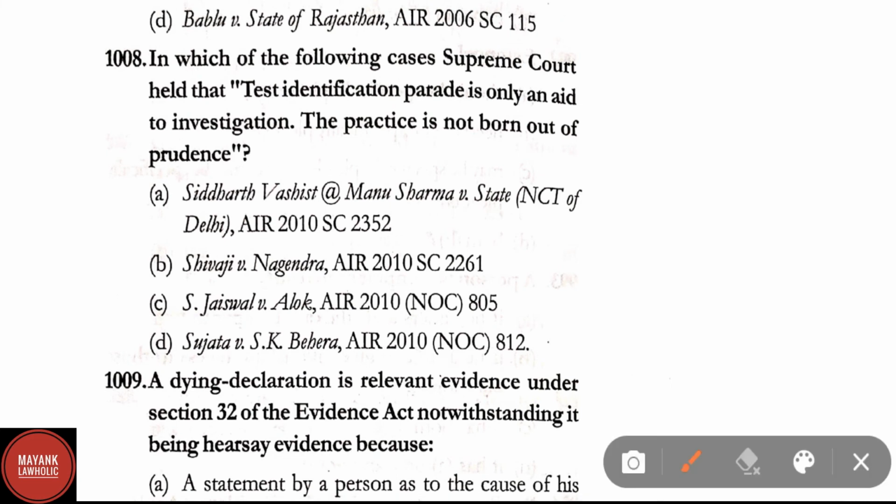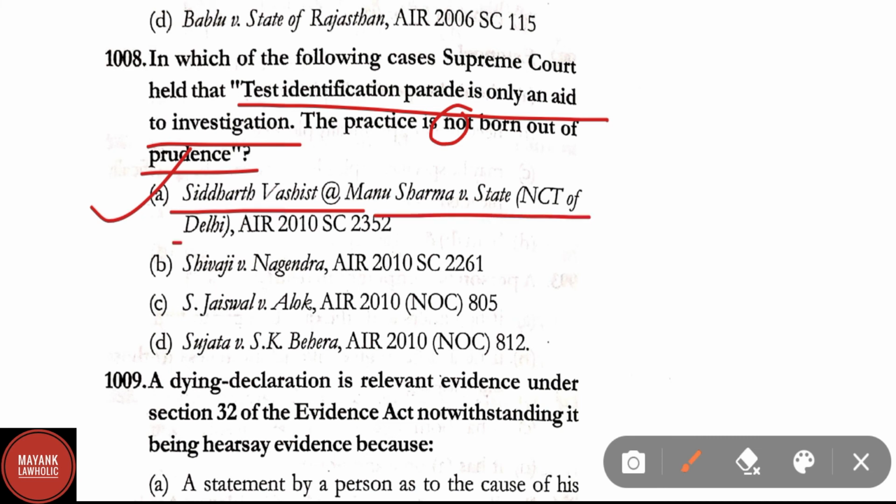Question number 1008. In which of the following cases Supreme Court held that test identification parade is only an aid to investigation? The practice is not born out of prudence. Correct answer is option A, that is Siddharth Vashisht alias Manu Sharma versus State NCT of Delhi, AIR 2010.